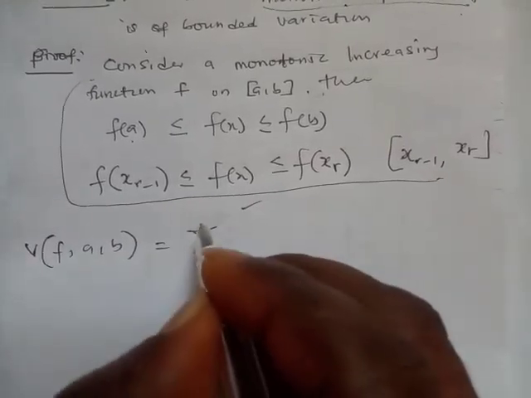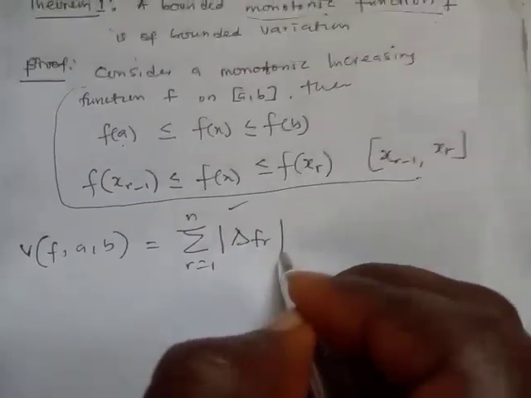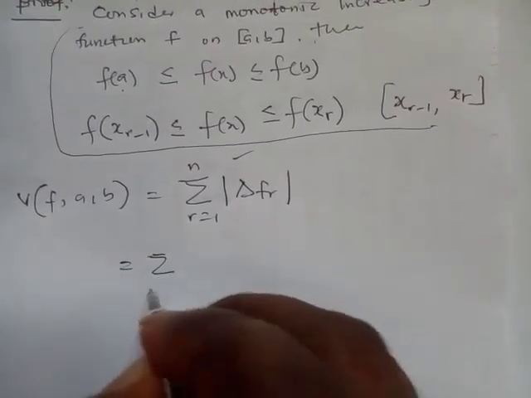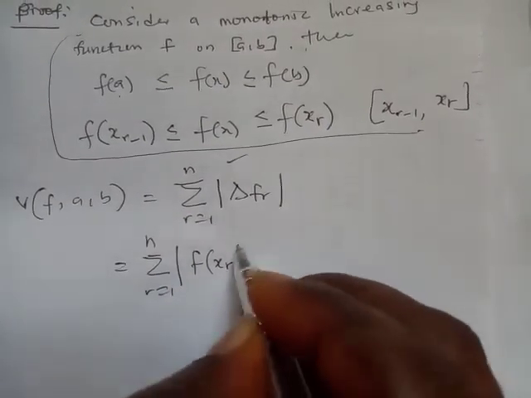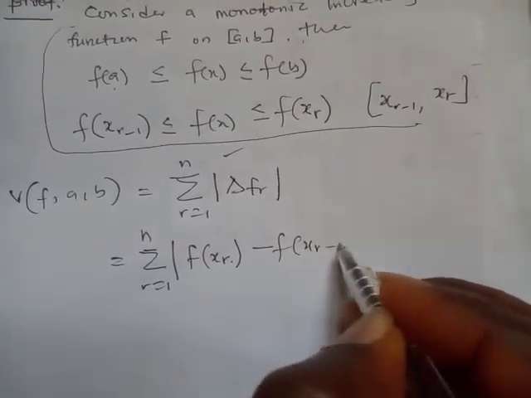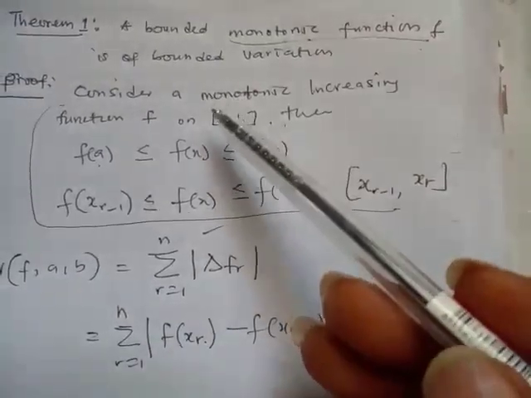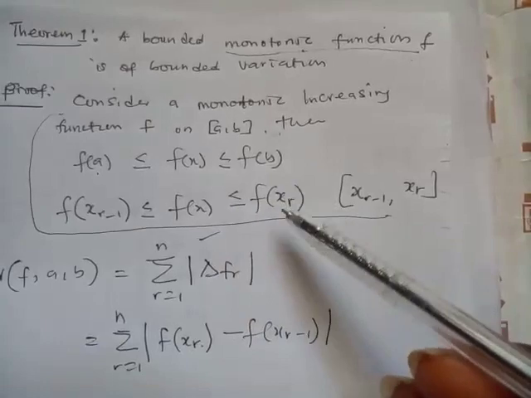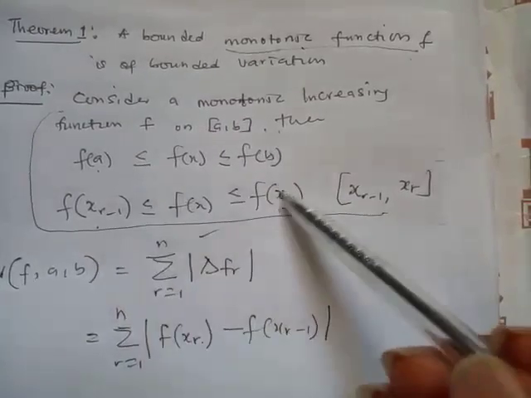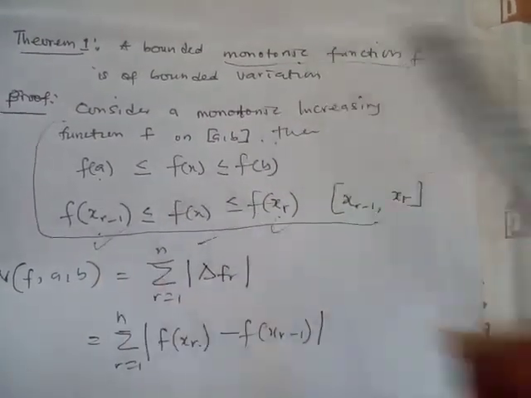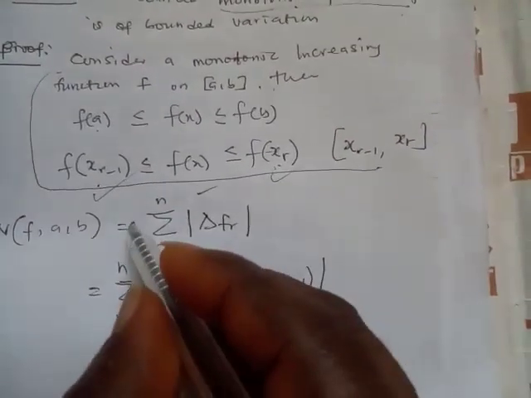Let's find this, r runs from 1 to n. This is the variation, and that will just give me the summation, r runs from 1 to n, of f of s_r minus f of s_(r-1). This is what we have. But since f is monotonic increasing, definitely f of s_r will be greater than f of s_(r-1). Without any stress, you see that this will be greater than this. So let me put the supremum there.